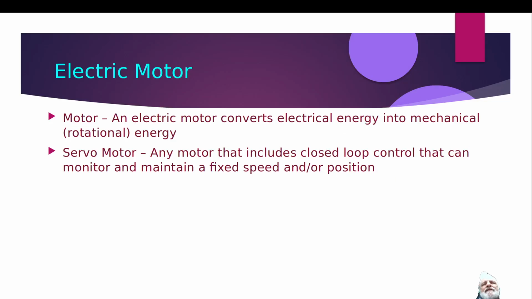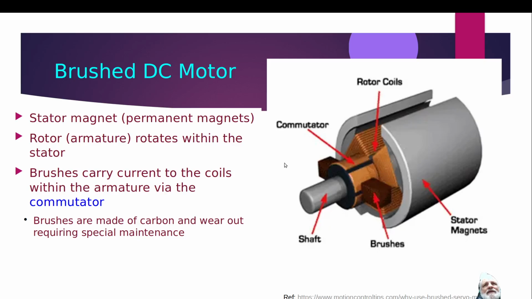All right, so our next type of actuator is an electric motor. An electric motor is a device that takes electrical energy and converts it into mechanical or rotational energy. Sometimes we use the term servo motor. Servo motor just implies that it has some sort of built-in control, so you can send it data and control the speed and/or position based on the type of data that you send it.